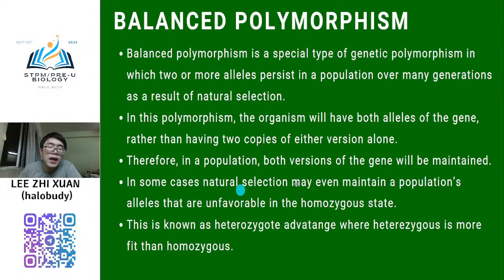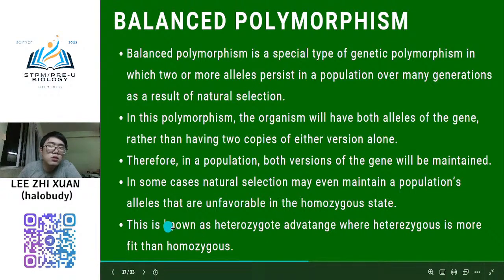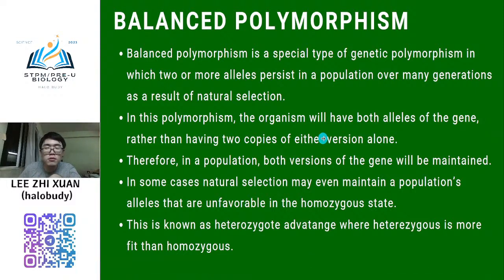In some cases, natural selection may even maintain alleles in a population that are unfavorable in the homozygous state. This is known as heterozygote advantage, where the heterozygote is more fit than the homozygote. Meaning, this one is more toward the heterozygous one, because you see here, the organism will have both alleles, the dominant allele and the recessive allele.